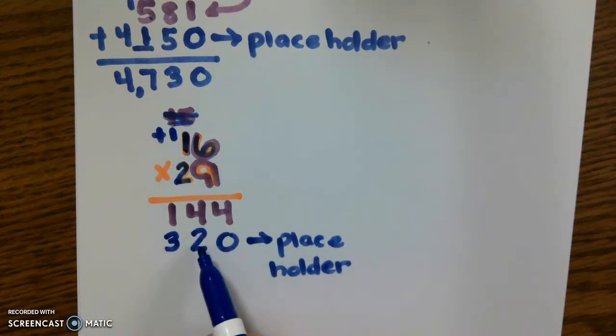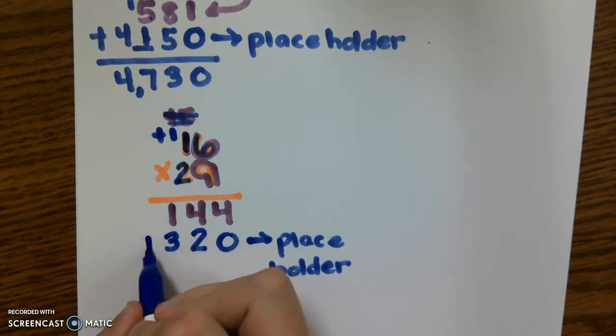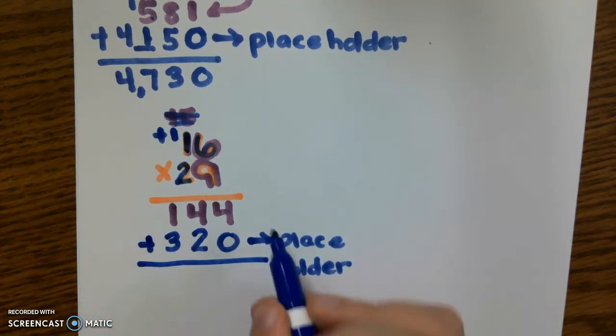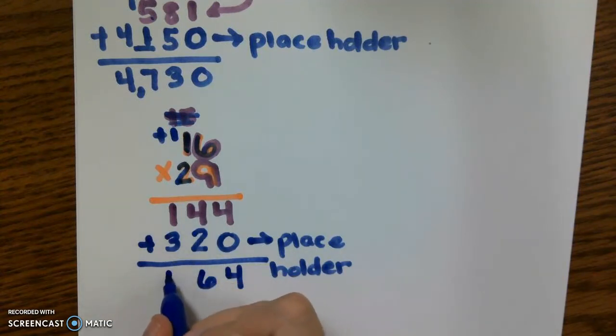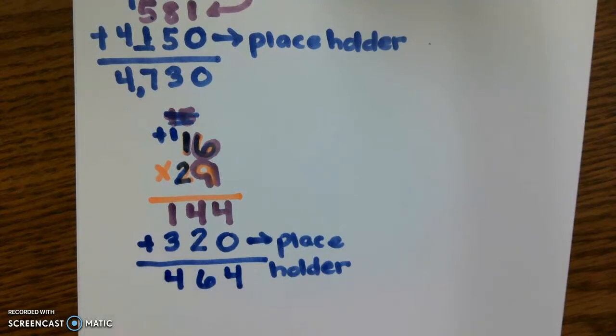So now I have ones, tens, and hundreds. I can now add. 4 plus 0 is 4. 4 plus 2 is 6. 3 plus 1 is 4. So my product is 464.